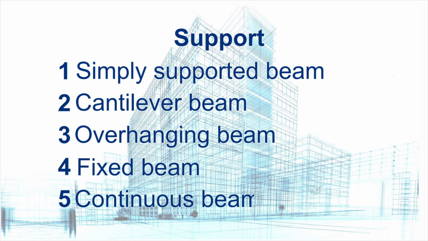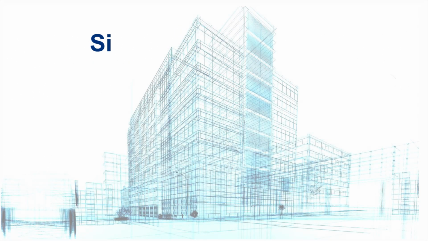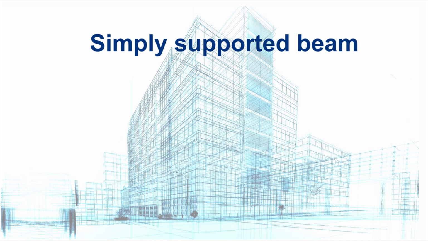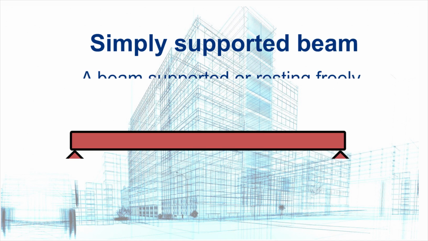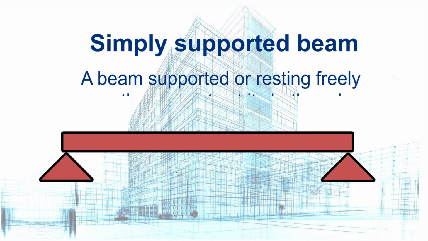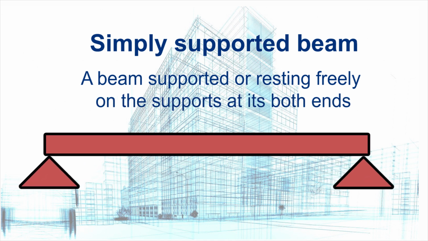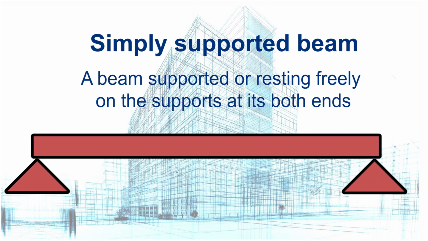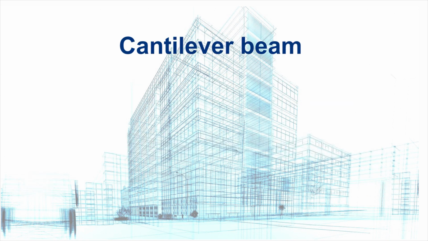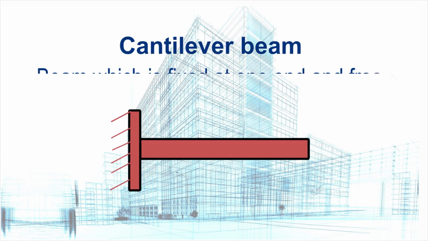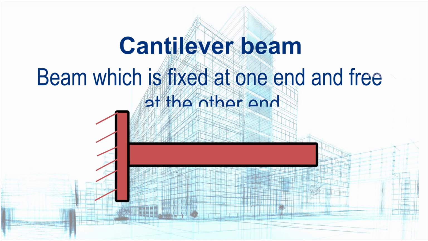and continuous beam. Simply supported beam is the beam which is supported or resting freely on the supports at both the ends. Cantilever beam. It is the beam which is fixed at one end and free at the other end.